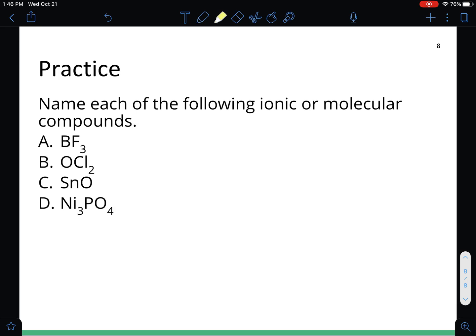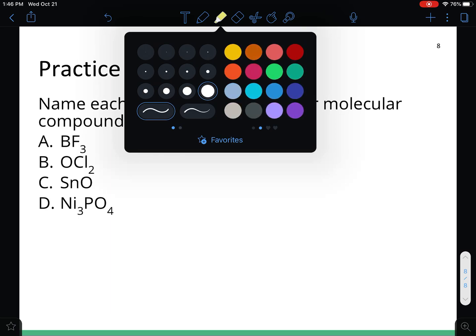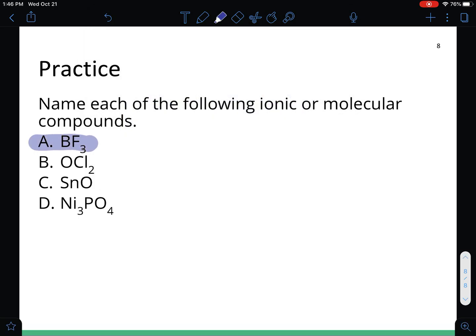All right, so our molecular compounds are BF3 and OCl2. SnO, Sn is tin, that is a metal, so it will be ionic, and Ni3PO4, Ni, nickel, is a metal, so that is also ionic.